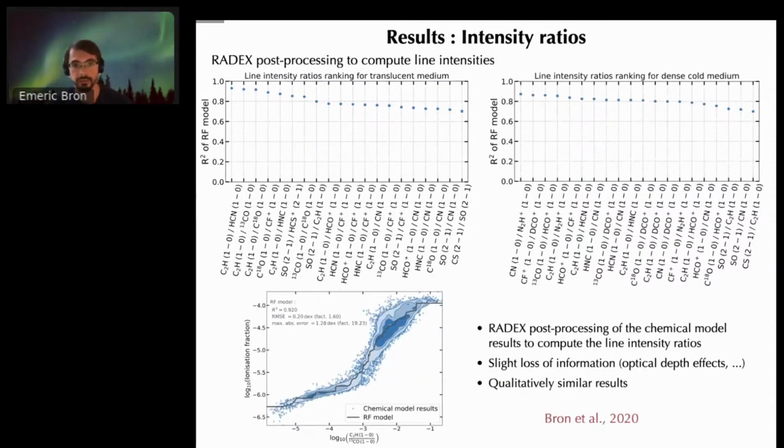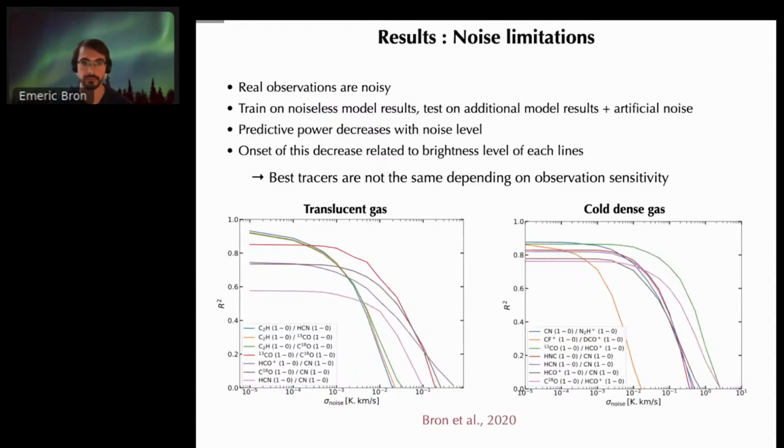And when we move to line intensity ratios, using the RADEX post-processing, we still find line ratios that have similar, slightly worse but mostly similar, quality of predictions. So this means that indeed excitation and radiative transfer induce a bit of loss of information, but not so much. So line intensity ratios can be very efficiently used to predict the ionization fraction.